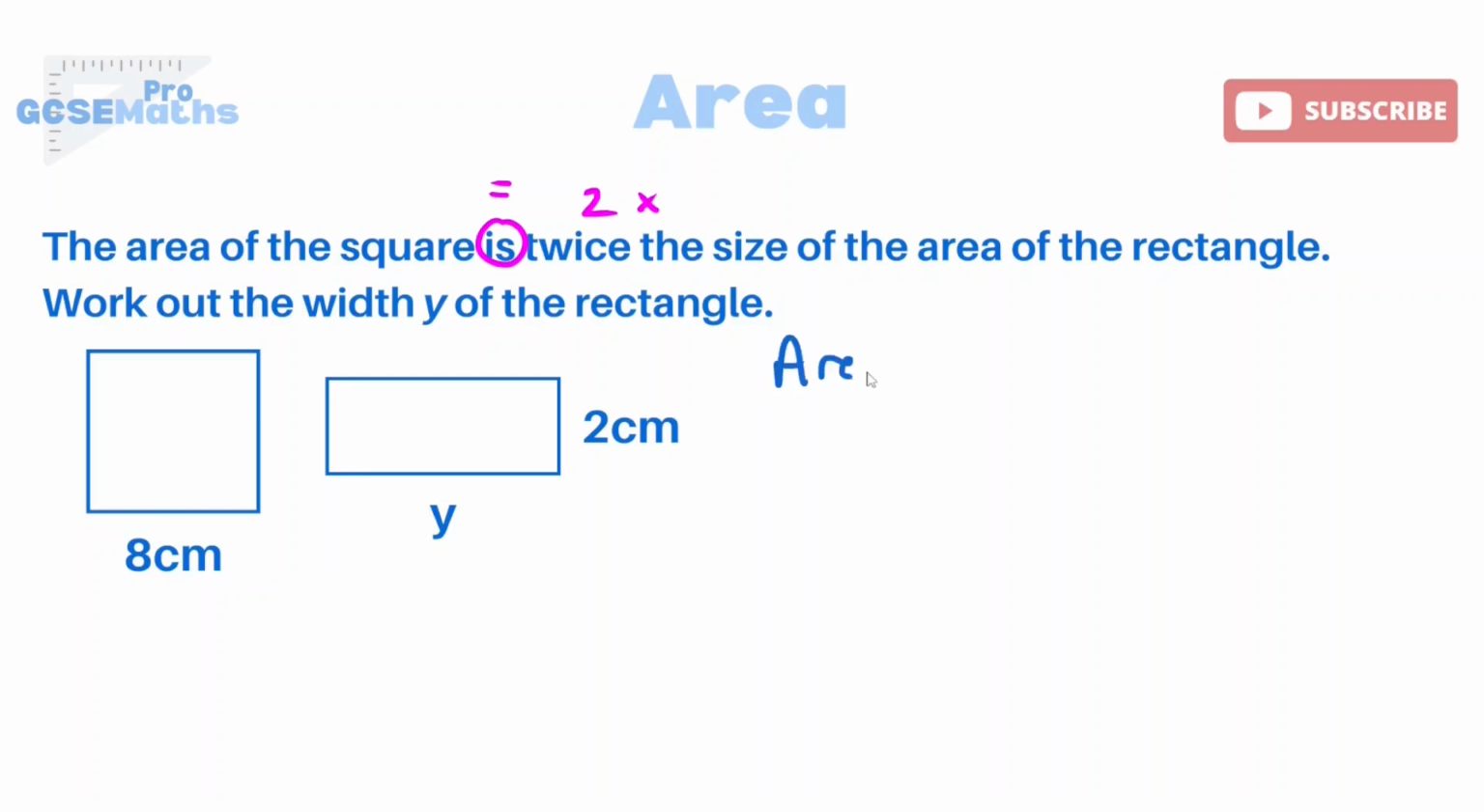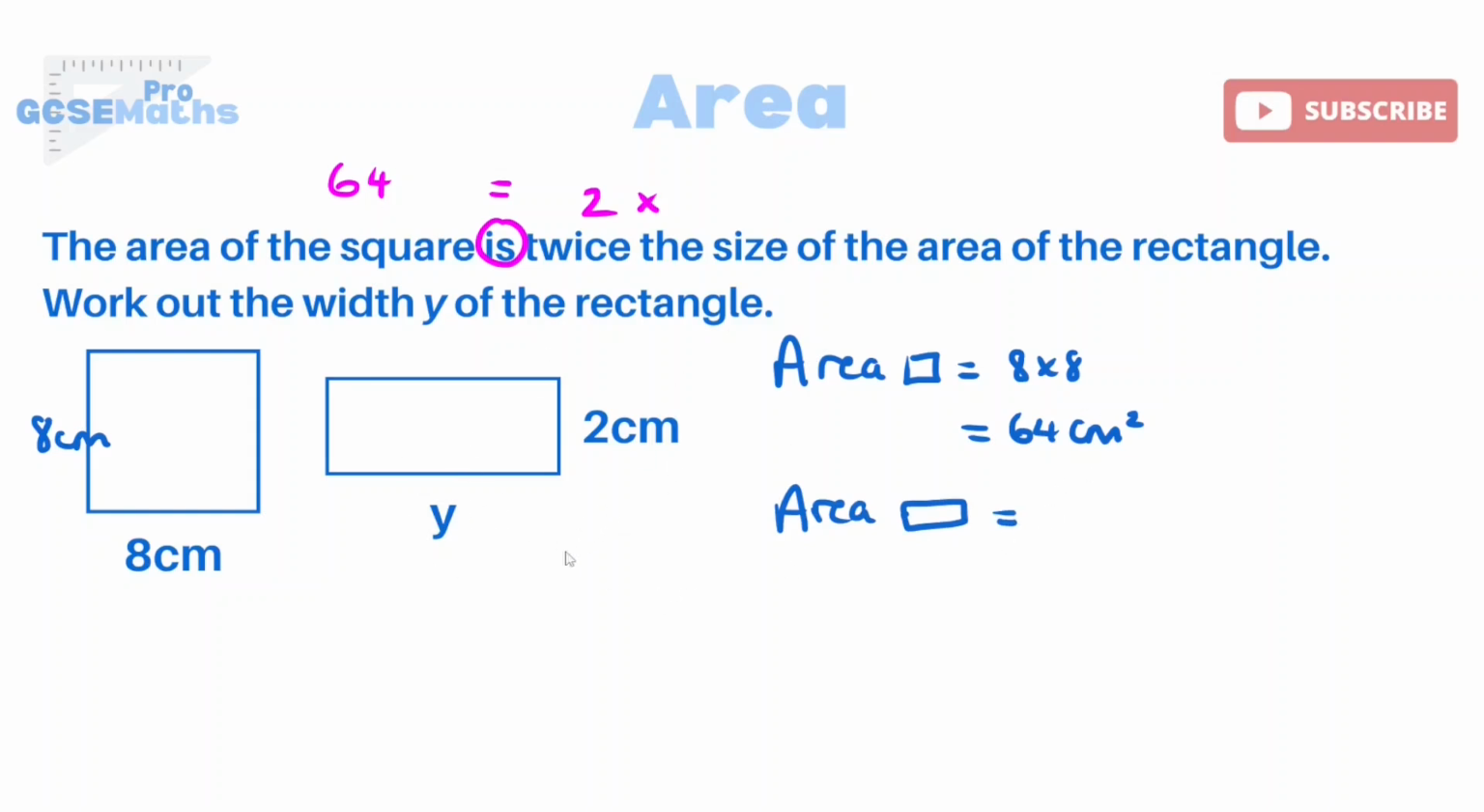Because we know, I draw that as a little square, we know that all of the sides are the same, so that's also 8. So 8 times 8, which gives me 64. So I know that this side of my equation is just a number, 64. And then the area of the rectangle, I can't work it out as a number as such, but I can write it down in terms of y.